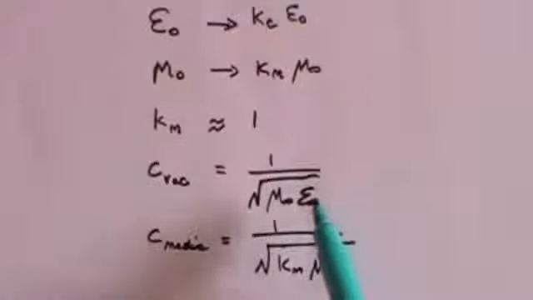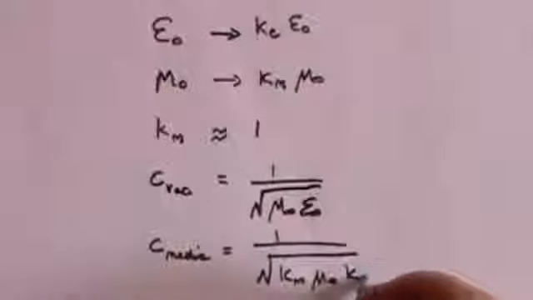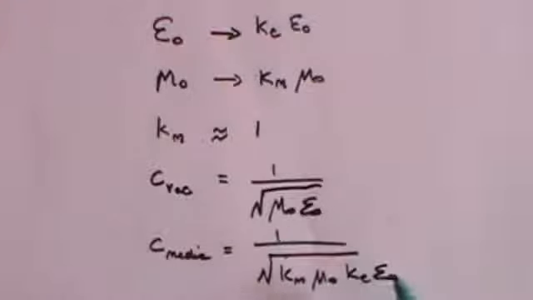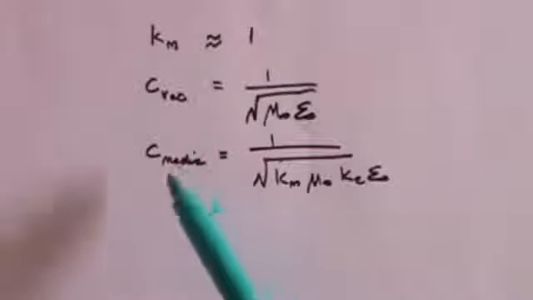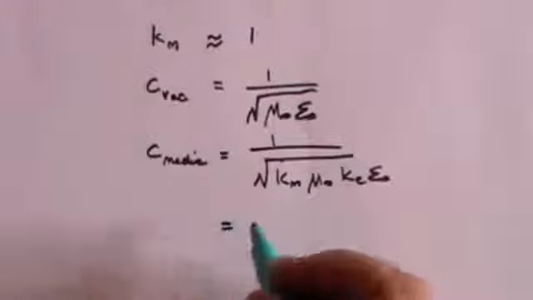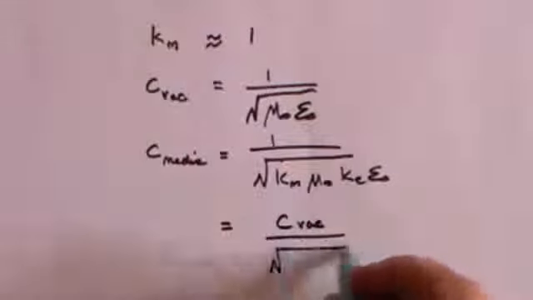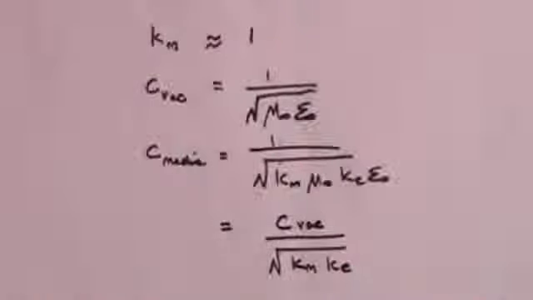Now we have to have Km mu naught, and instead of epsilon naught we have to have Ke epsilon naught. But 1 over the square root of mu naught epsilon naught is this term here, which is the speed of light in a vacuum. So we can say that the speed of light in the media is equal to the speed of light in vacuum divided by the square root of the coefficients, Km, Ke.